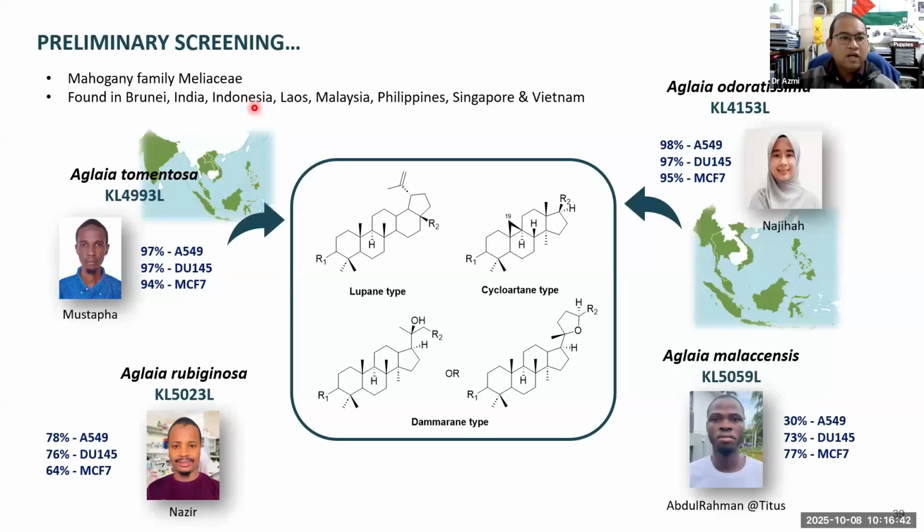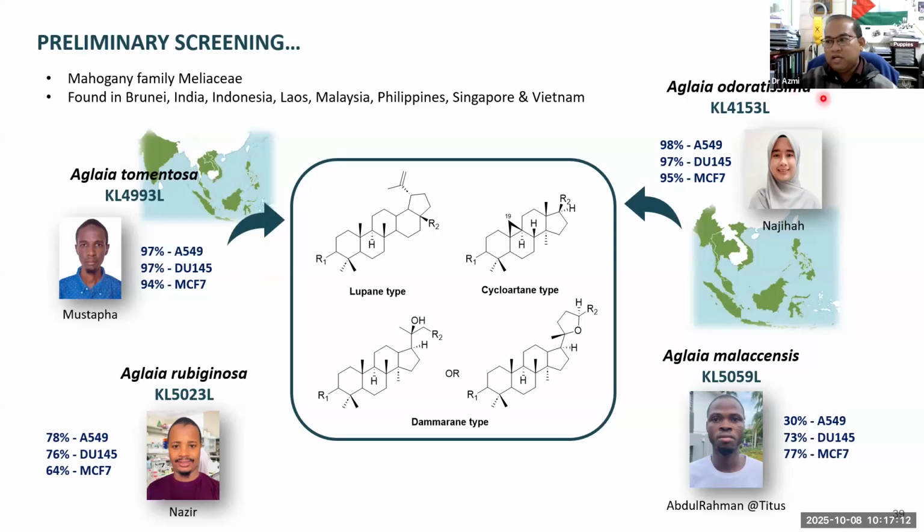The first one is Mustafa from Nigeria, working on Aglaia tomentosa. The result is very good, with more than 90% inhibition against A549, DU145, and MCF7 cells. And this is our local student, very bright, working on dereplication. There is only one publication, published in 1994 if I'm not mistaken, by our group also, but we hope we can explore more.